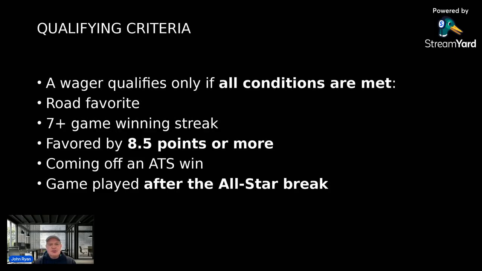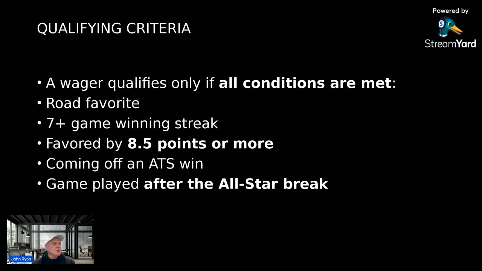Every play in this system must meet all these criteria. The team must be a road favorite, on a long win streak, heavily favored, coming off an ATS win, and playing after the All-Star break. These filters are designed to reduce the noise of possible series of results that are basically getting .500 or worse. But they also reduce sample size, which makes statistical testing even more important.